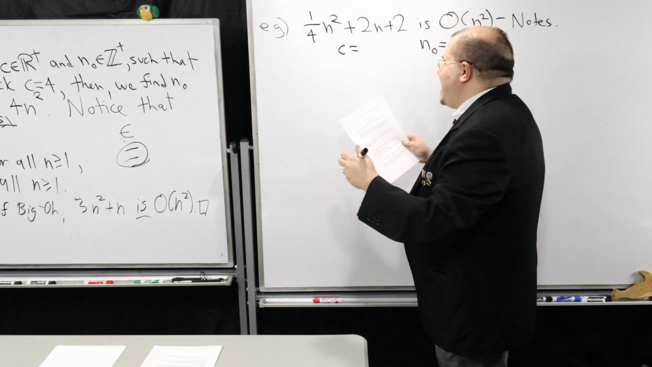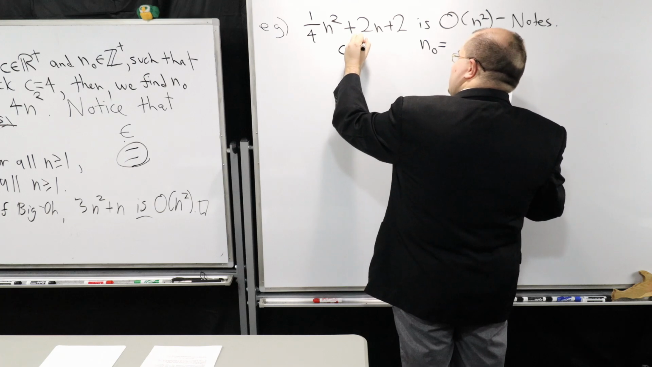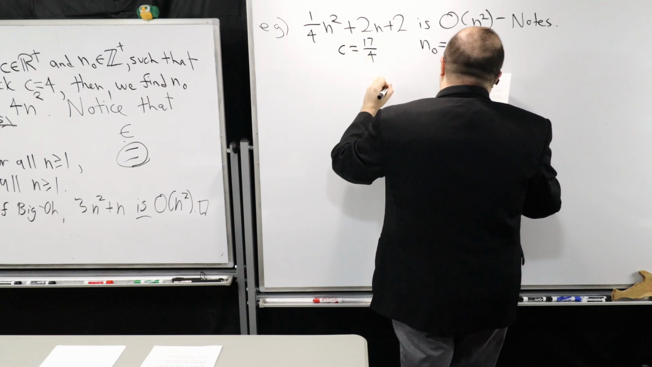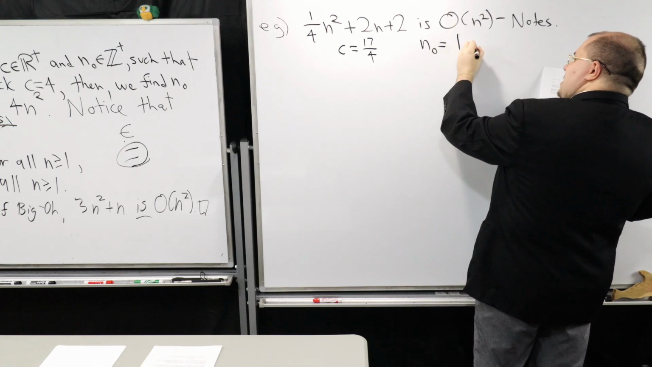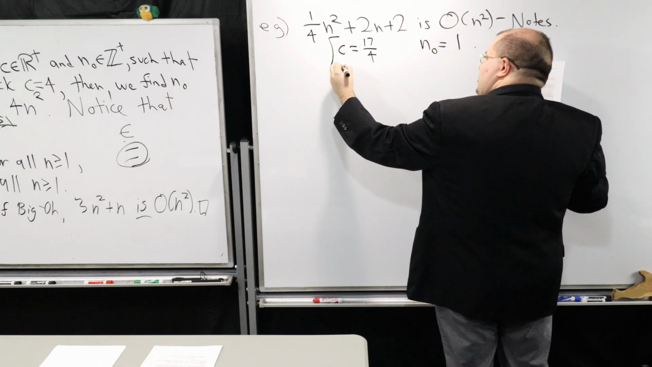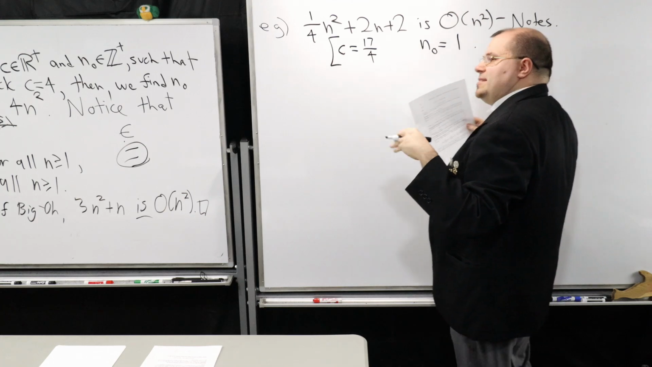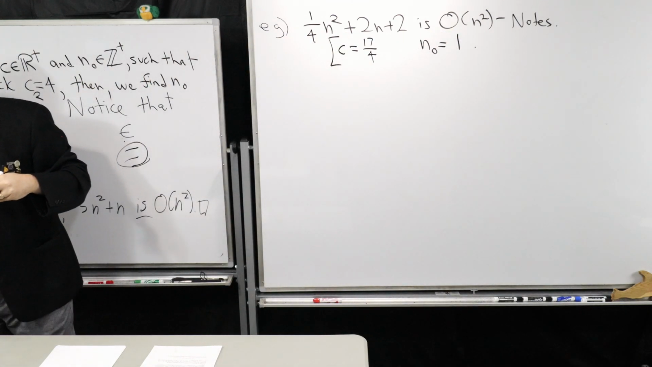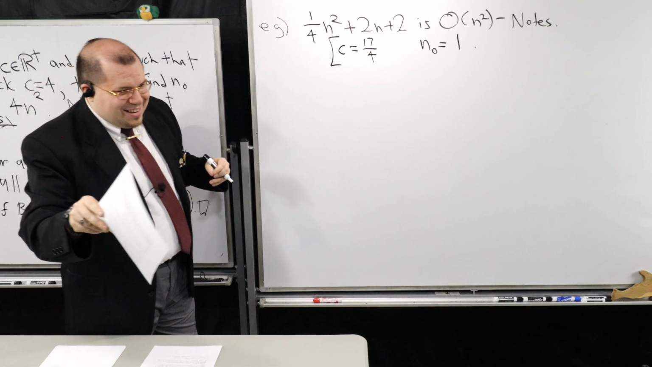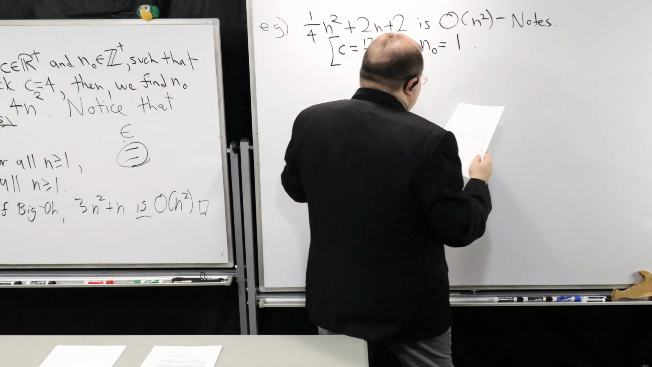Yeah, I see it in the chat. So if you were to, for example, pick 17/4 for C, you could make N0 be 1 in this example. But remember, just stating these two constants is not a proof. You still have to justify why they work. I see that some have caught on to this.